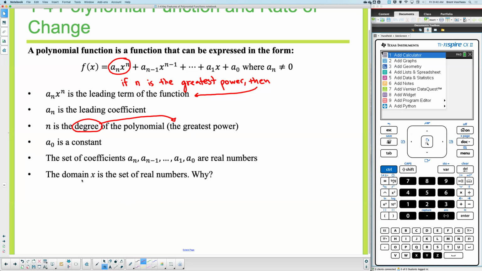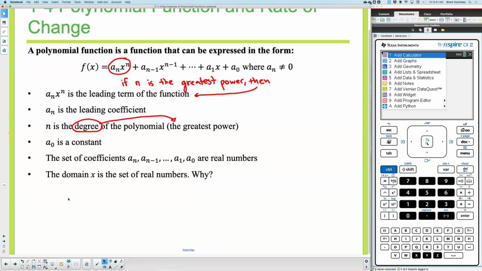The last one to hit is this. For polynomials, the domain is the set of real numbers. And there's the question why. Look over on my board, and I want you to look at the domain rules. There were 3 domain rules we talked about in the first math lesson. Do you remember what they were? Rule number 1, what's it say? Cannot divide by 0. Rule number 2, what does it say? Can't take an even root of a negative number. And finally, the last one. You cannot take a logarithm of a non-positive number.